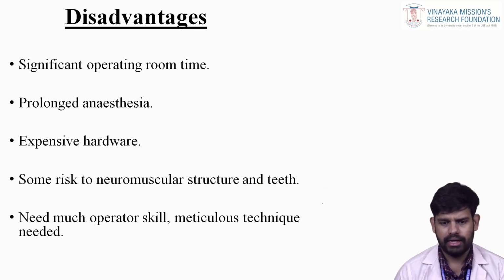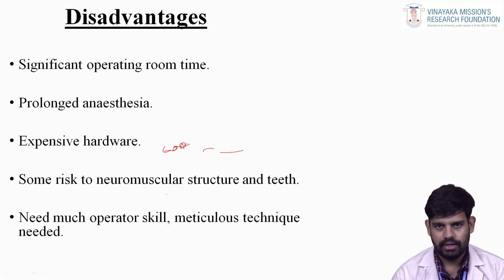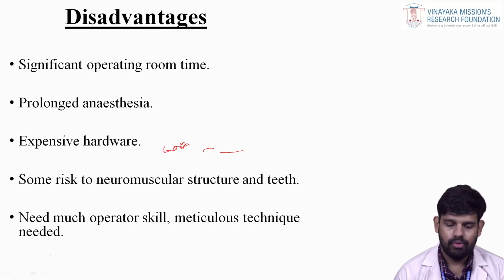Disadvantages: significant operating room time, prolonged general anesthesia, expensive ward stay, where cost wise it is more expensive than the closed reduction. Then there is injury to the neurovascular bundle, in case of inferior alveolar nerve and mental nerve, when we are reflecting the flap, there are more inadvertent injuries to the adjacent neuromuscular structures. Need more operator skill and meticulous technique in case of open reduction and internal fixation.